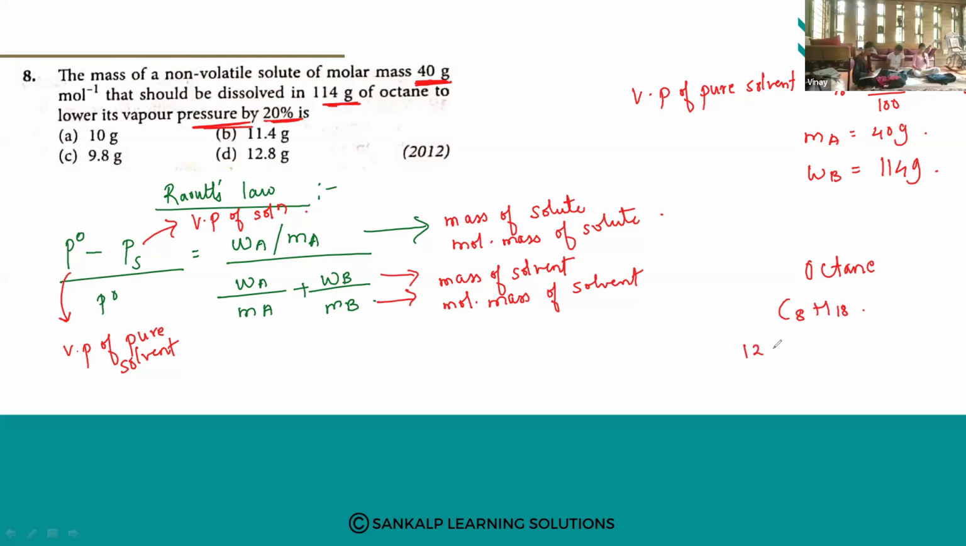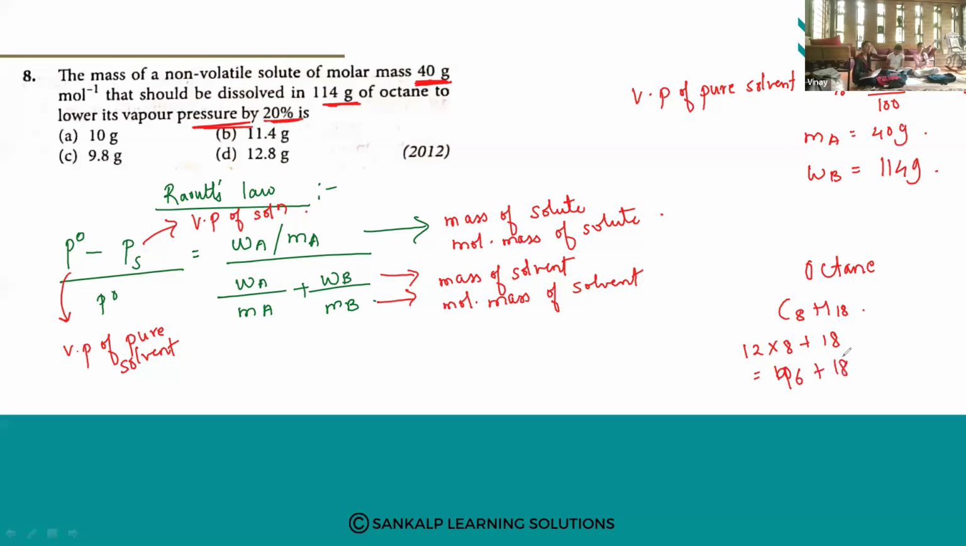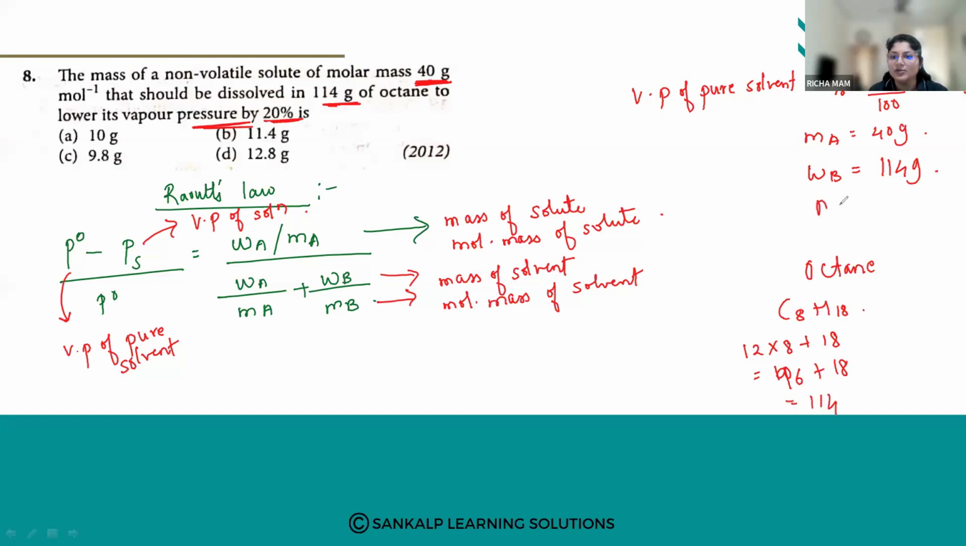6 plus 8, 12 into 8 plus 18, 114. 96 plus 18 is 114. Okay, this is also 114. So our molecular weight is also 114 grams.